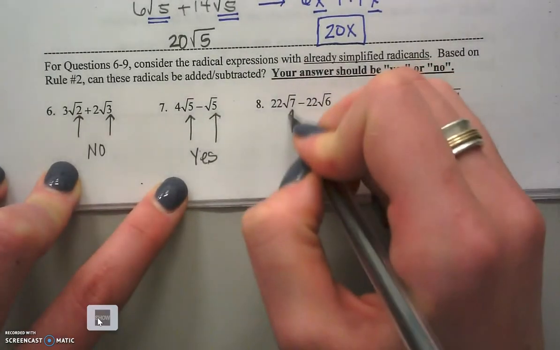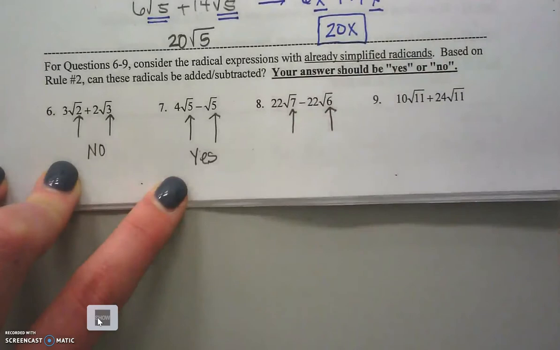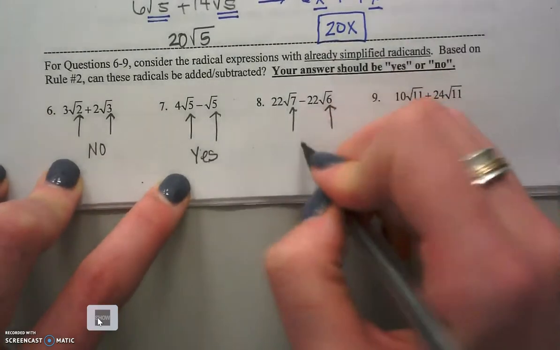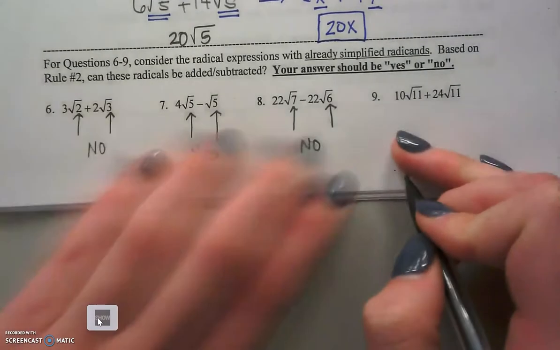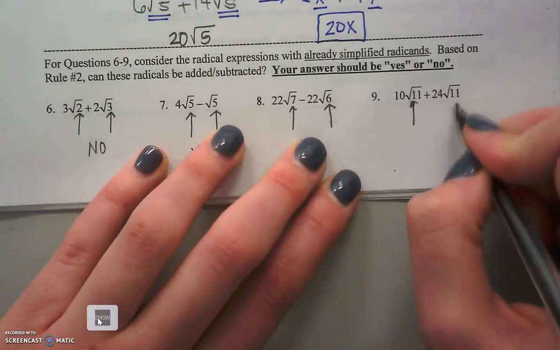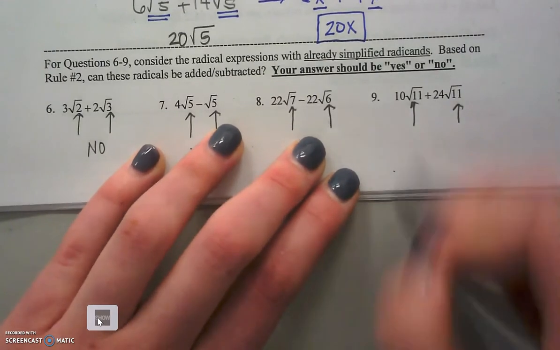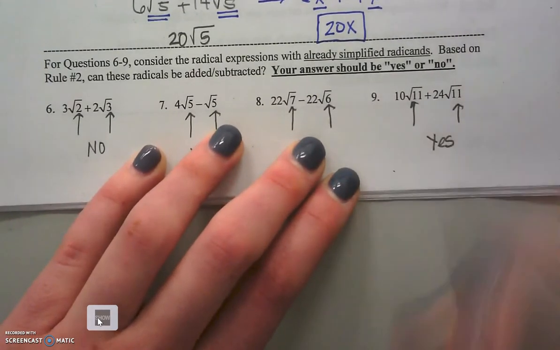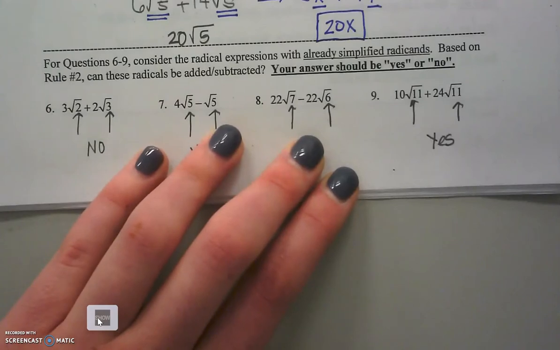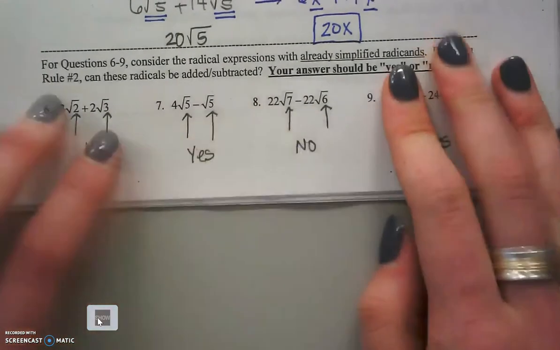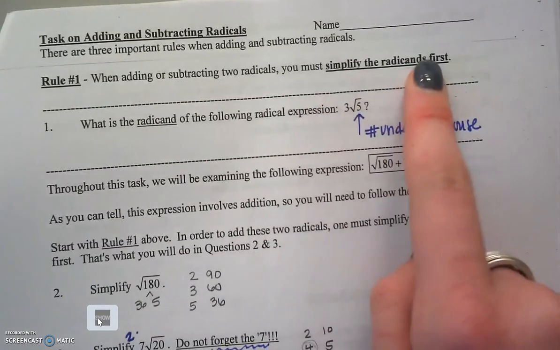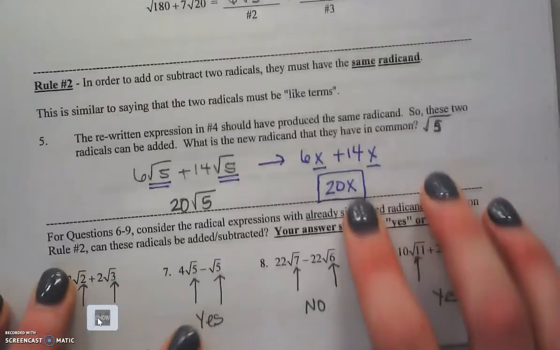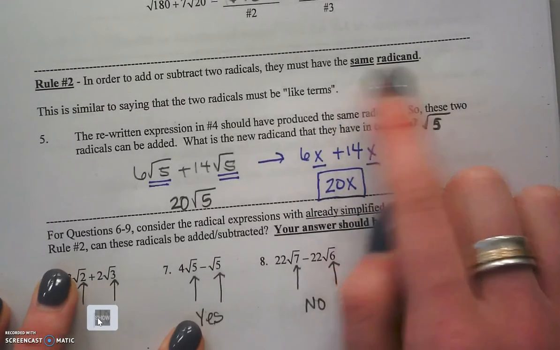What about 7 and 6? Are those numbers underneath the house the same? No, so we cannot add them. And our last example here, number 9, 11 and 11. Those are the same, so yes, we could add those and simplify that expression. So to recap this page, rule number 1, you must simplify. Rule number 2, after you simplify, you're searching for the same radicand. Let's flip this page over.